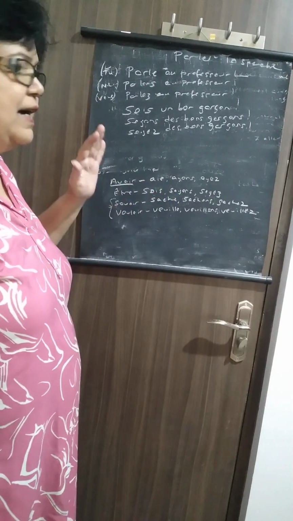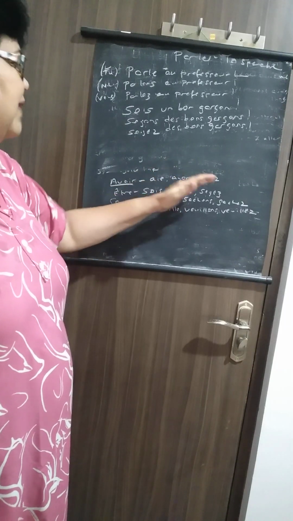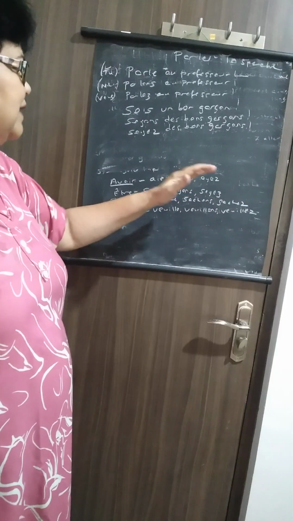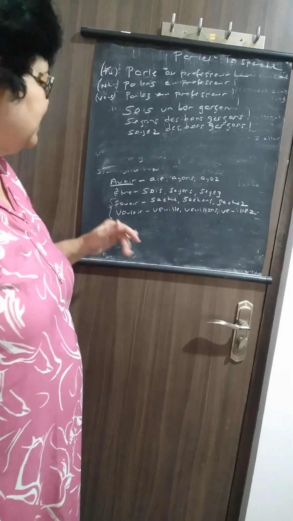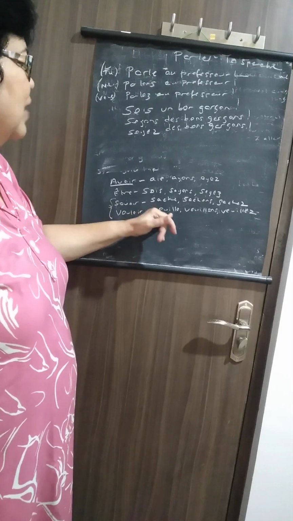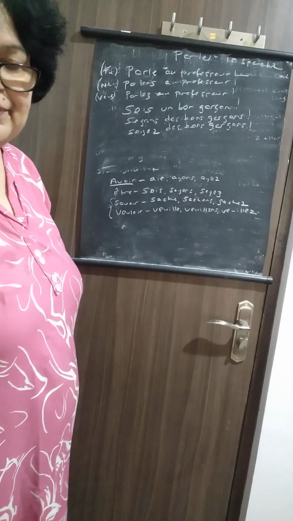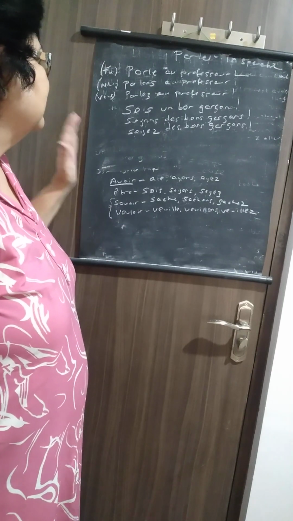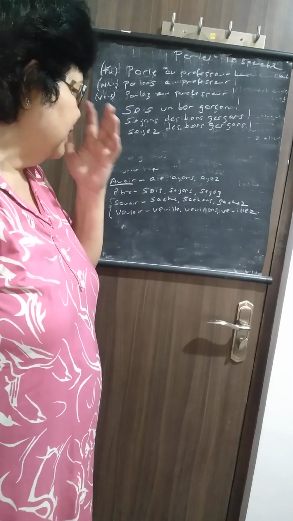And the irregular imperatives you all have to learn by heart. Avoir is aie, ayons, ayez. Être is sois, soyons, soyez. Savoir is sache, sachons, sachez. Vouloir is veuille, veuillons, veuillez. You will get it. So this is the imperative. This chapter is covered today, the imperative mode.